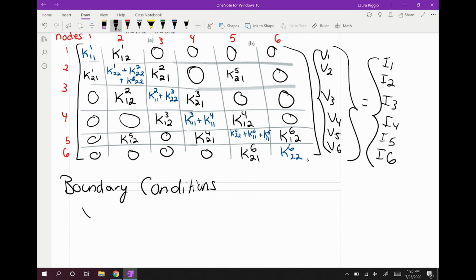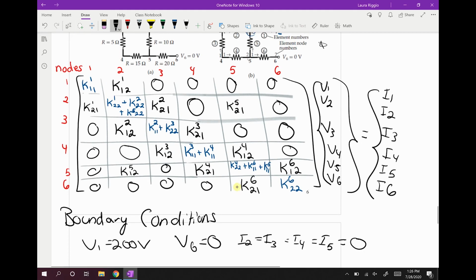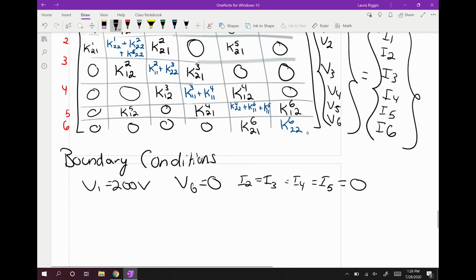We know that V1 is equal to 200 volts. We know that V6 is equal to 0 volts. And we know that I2 is equal to I3, which is equal to I4, which is equal to I5, which is equal to 0, because again, they are all in the same loop. And that is what we have from our electrical knowledge.